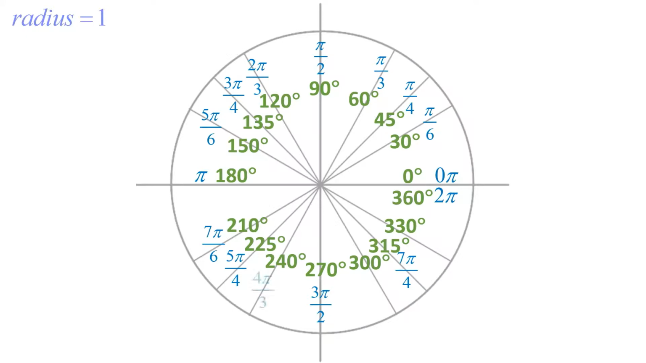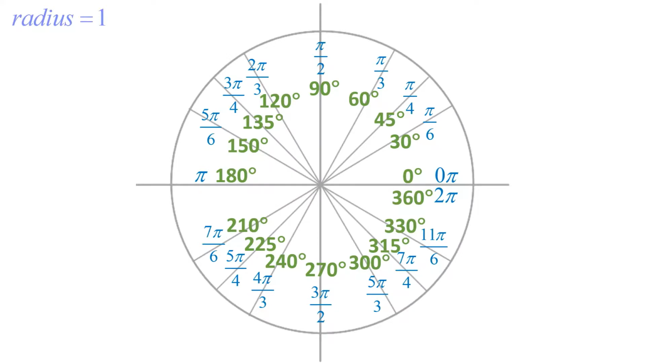7 pi over 6. 8 pi over 6 reduces to 4 pi over 3. 9 pi over 6 is already on the unit circle at 3 pi over 2. 10 pi over 6 reduces to 5 pi over 3. 11 pi over 6 and 12 pi over 6 is the same as 2 pi.